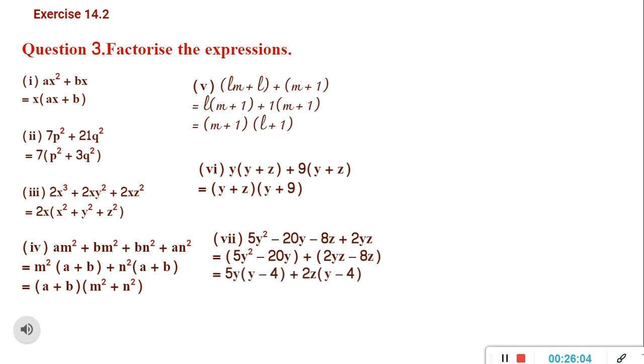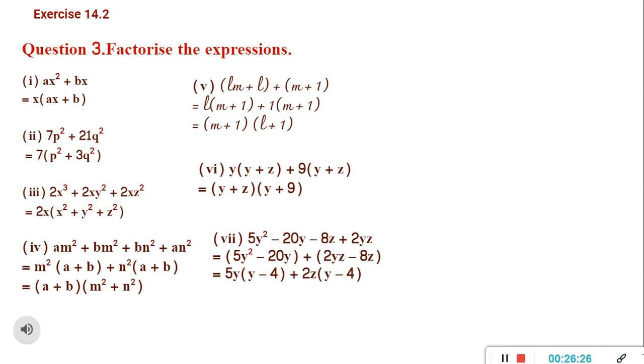Now the first term, y, is remaining there. Minus 20y: 5y we have already taken, so 4 is left out. So 5y into y minus 4. Here plus 2z we can take because here also 2z is there. 8z, we also know, is 2 into 4 into z. So 2z we can take out. So 2z is common here. What is left out? y minus 4.